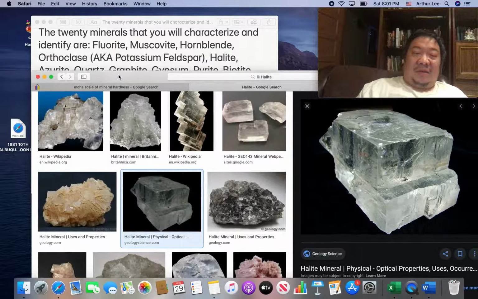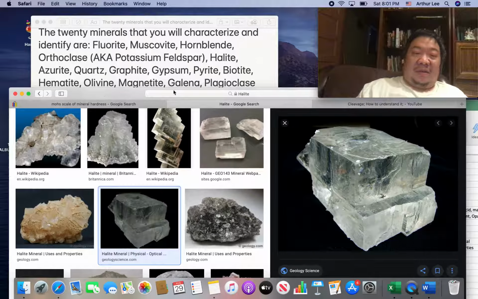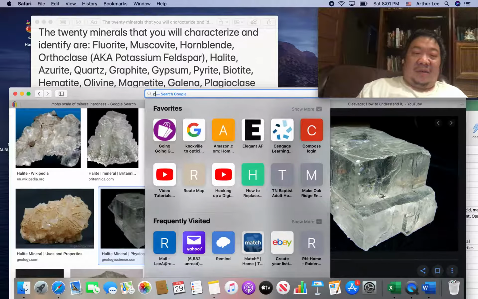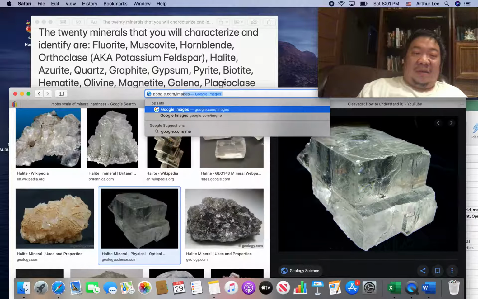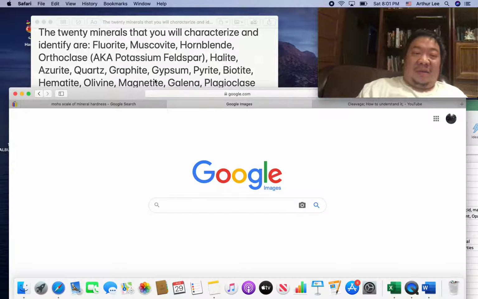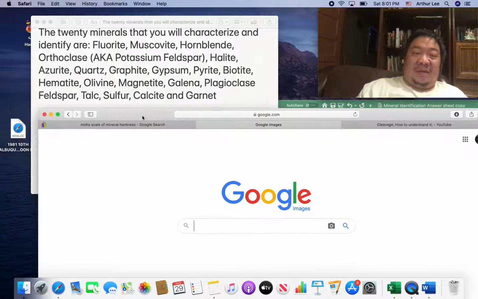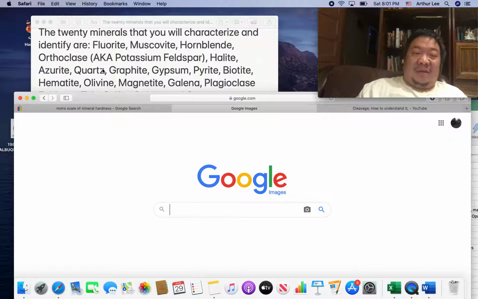It's translucent. Also, it's salty, but don't do this. Don't do the taste test when you get the minerals. If you think it's halite, don't do the taste test, because people have been dropping hydrochloric acid on these samples, so you don't want to do that. It's dangerous.